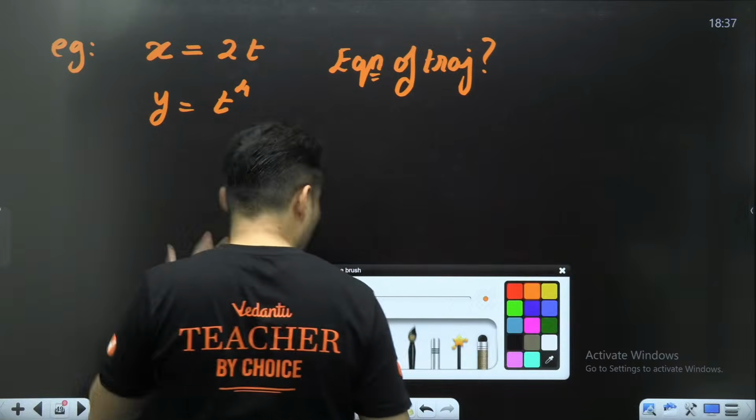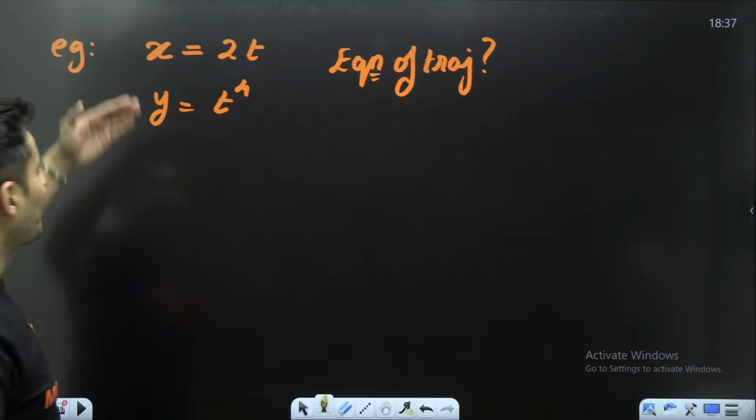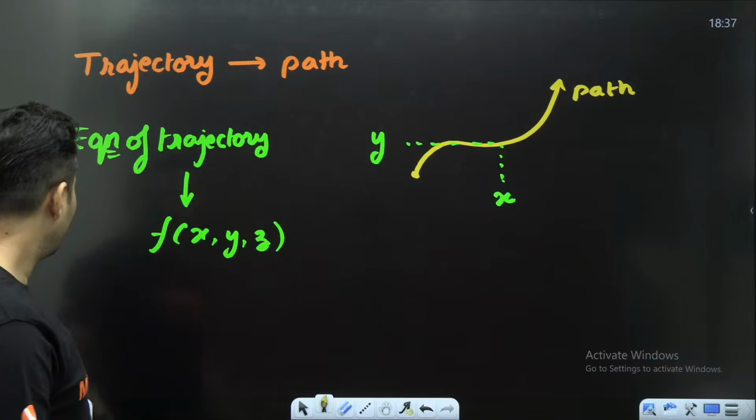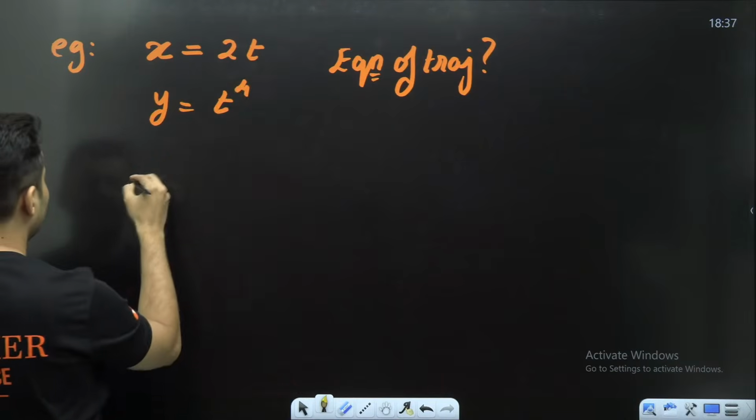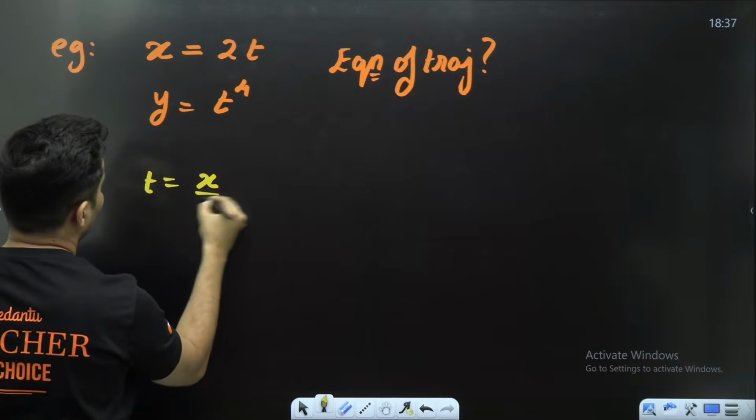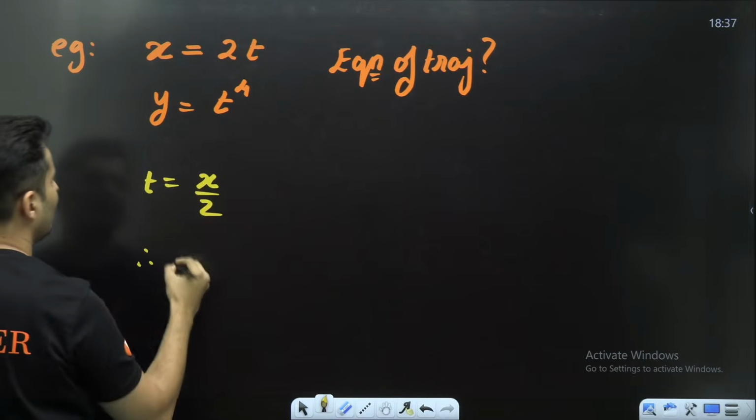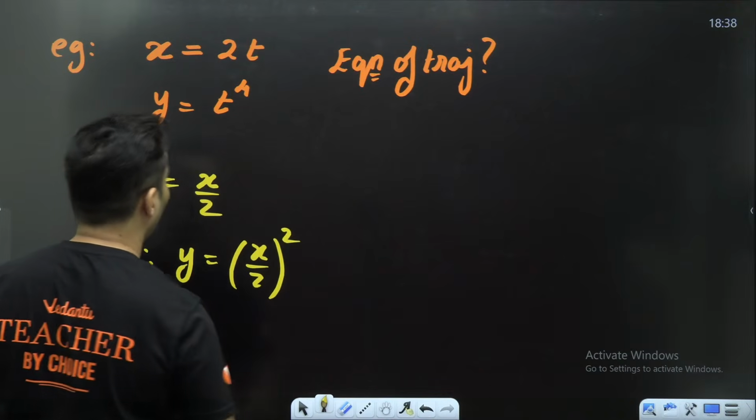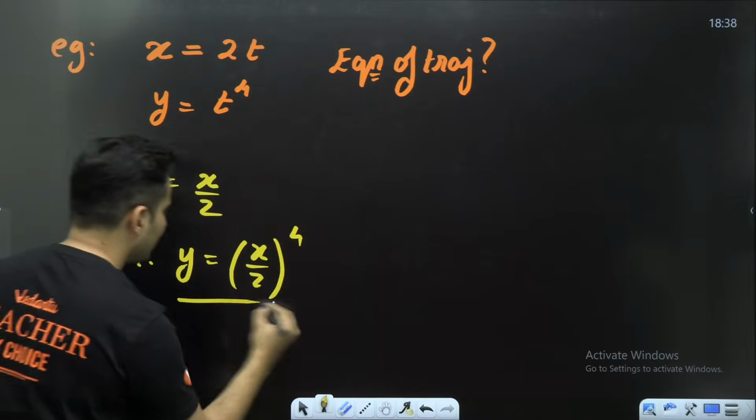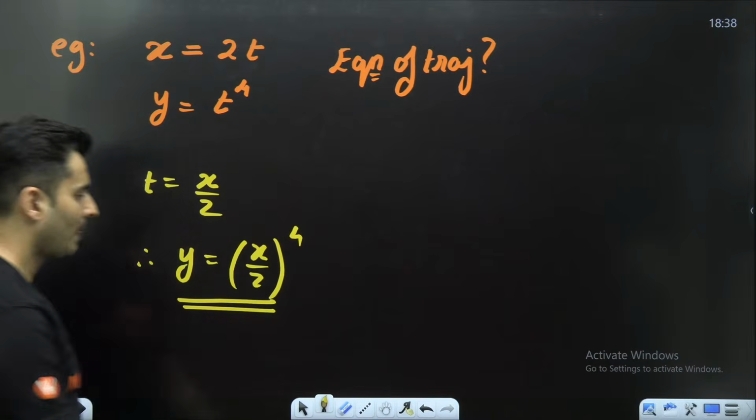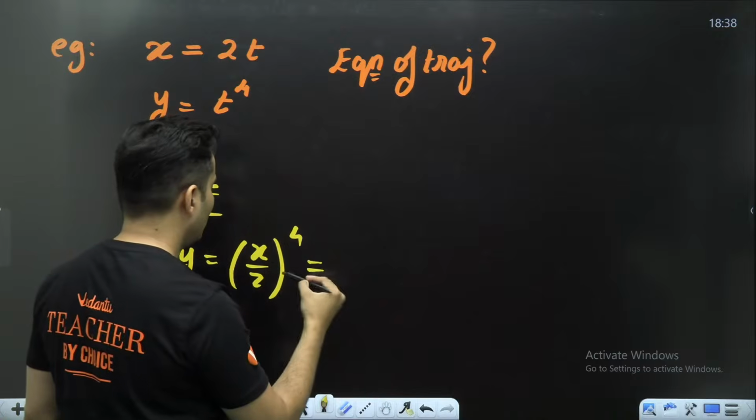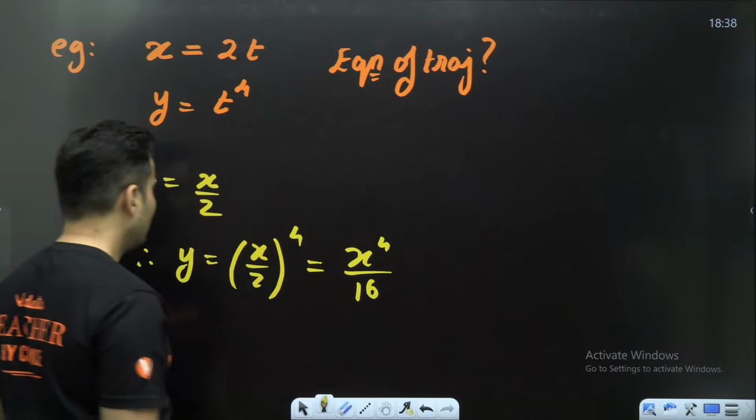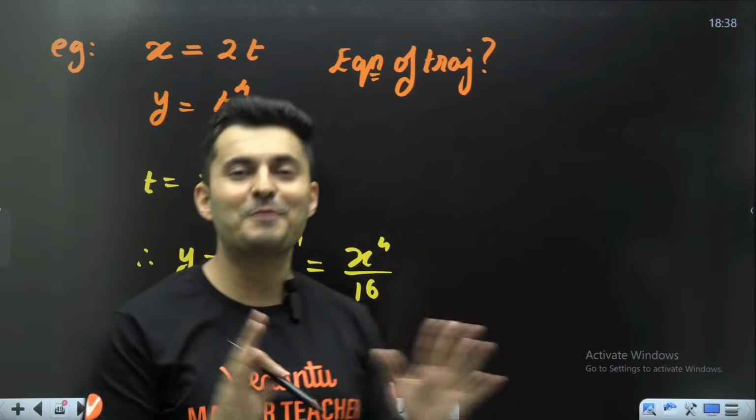Yes, I'll be doing inclined plane projection also. How many times to tell this? What it means is you just need an equation in the coordinates, no time in it. So eliminate time. So what is time? Time is basically x by 2. So use this time here. So y is equal to, instead of t, put x by 2 and whole raised to 4. That's it. This is your equation of trajectory. y is equal to x raised to 4 by 2 raised to 4. 2 raised to 4 is 16. So y equals x raised to 4 by 16. This is the equation of trajectory.